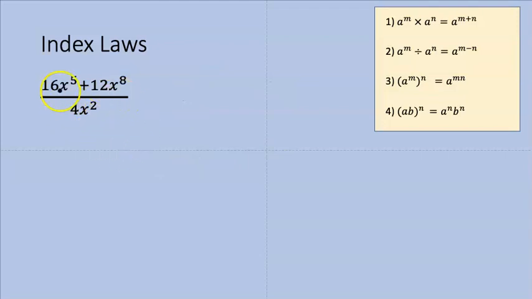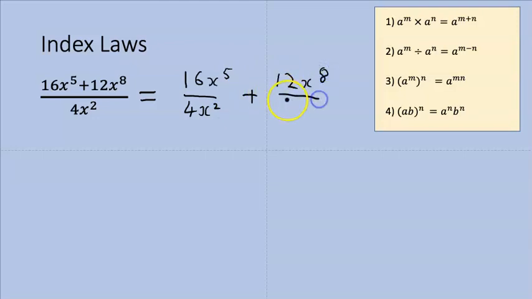Now, if I look at one that's a little bit more complicated, we've got numbers in front this time. But we're still going to do the same process, even if it looks a bit weird. So we're first going to separate 16x to the power of 5 and put that over the first denominator, 4x squared. Put our plus here, 12x to the power of 8 over 4x squared again. Now, this time I do exactly the same as I would do with law 2, but I'm going to divide the numbers first. 16 divided by 4 gives me 4. x to the 5 divided by x squared gives me x to the power of 3.